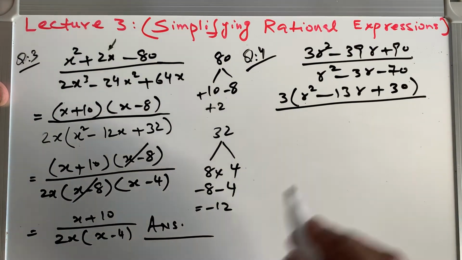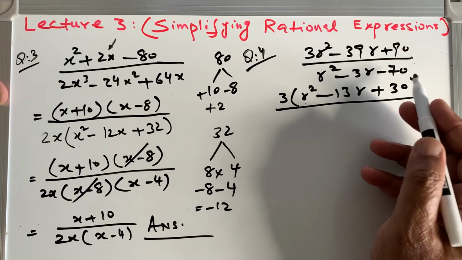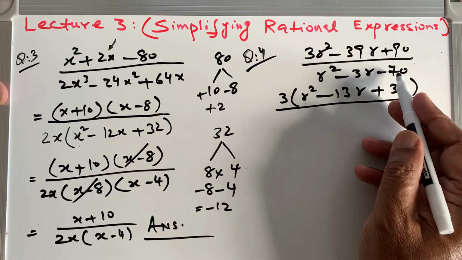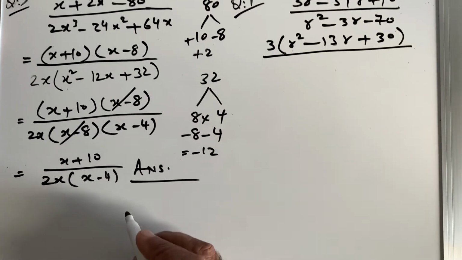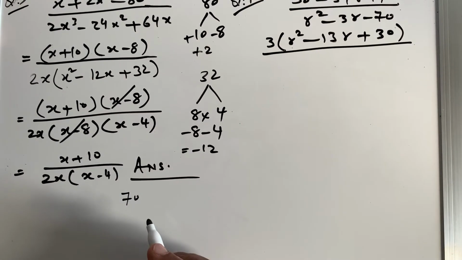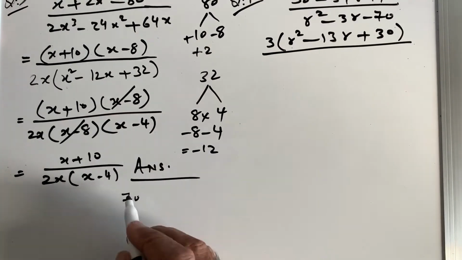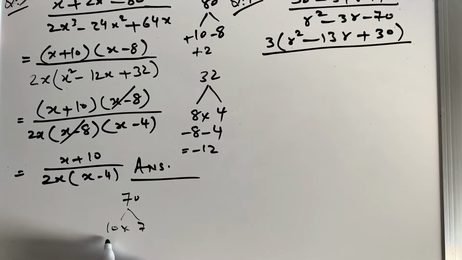Now I have to see my denominator. Denominator is a quadratic which I can break using the factors of 70. What I need in the middle is minus 3. So 70 has the factors 10 times 7, right? 10 times 7 is 70, and what I need is minus 3. So minus 10 plus 7 is minus 3.